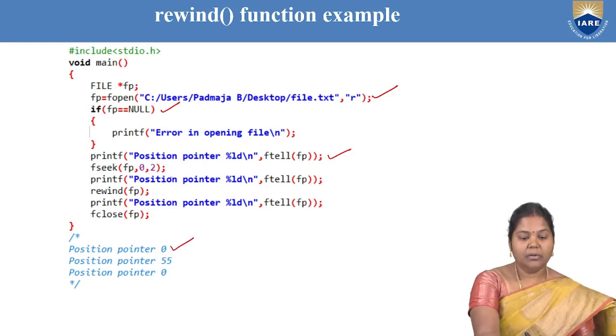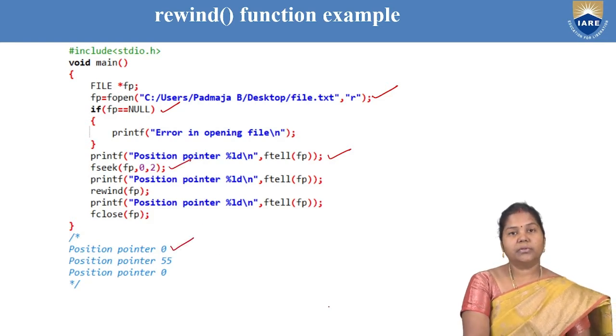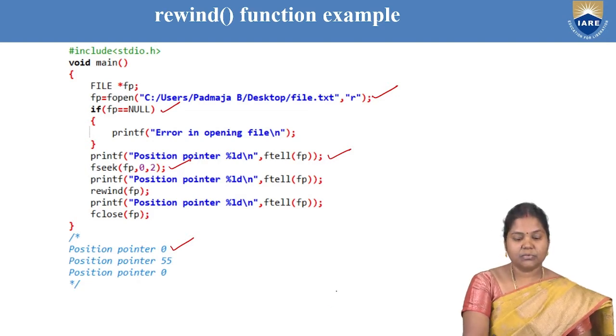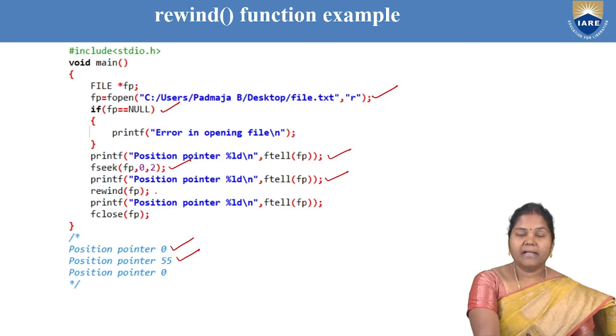Okay. Now, we want to move to the end of the file. So, you can do fseek(fp, 0, 2). That means it will go directly to the end of the file. Now, check the file pointer position. It is showing 55, which is nothing but the end of the file in this file.txt. Now you are at the end of the file.